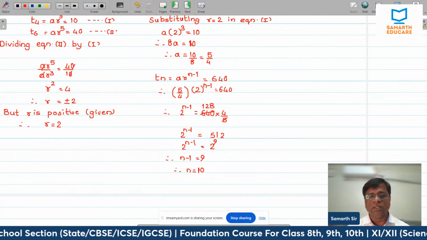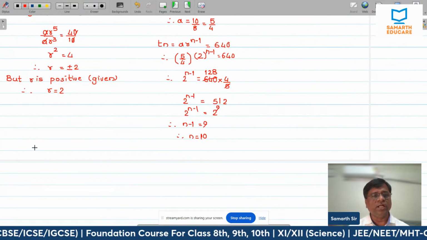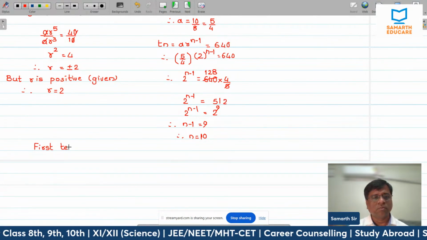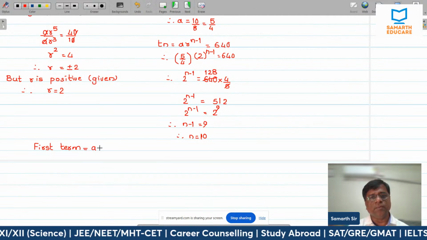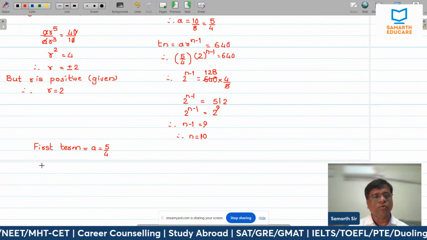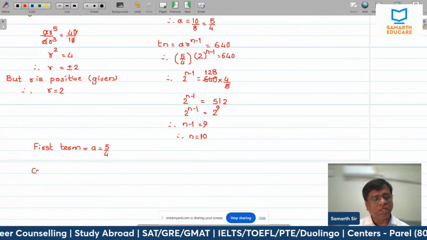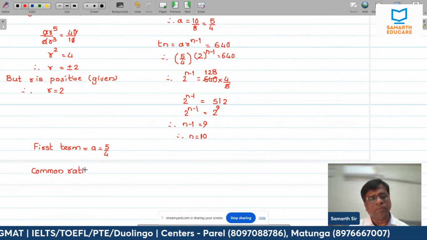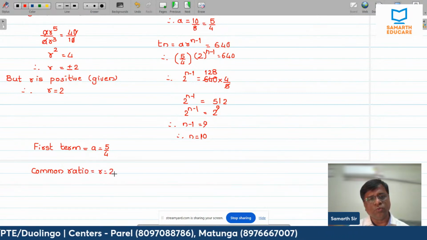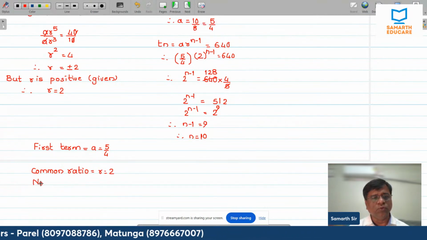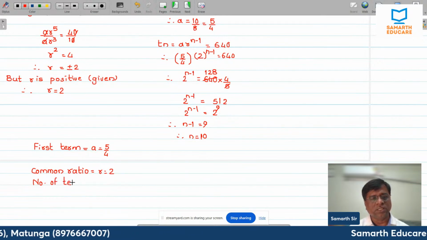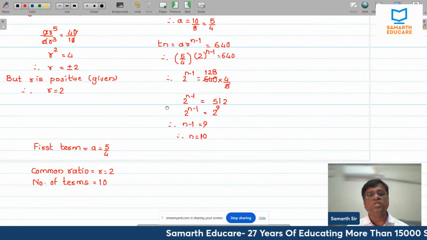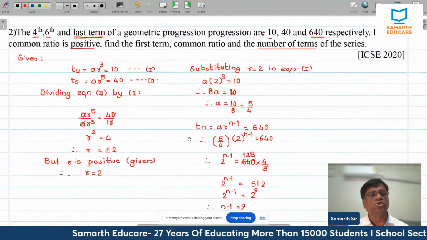Don't forget to write the answer. That is, the first term a is equal to 5 upon 4, the common ratio r is equal to 2, and the number of terms, which has also been asked, the number of terms in the series is equal to 10. Okay, so this completes your solution for question 2.